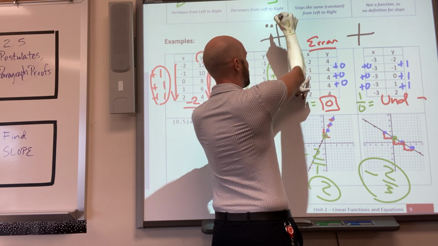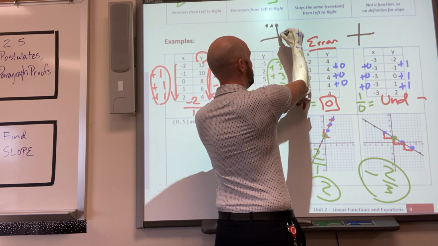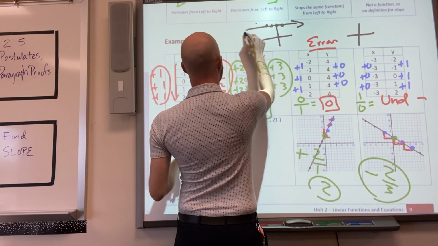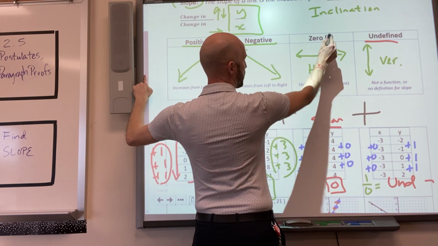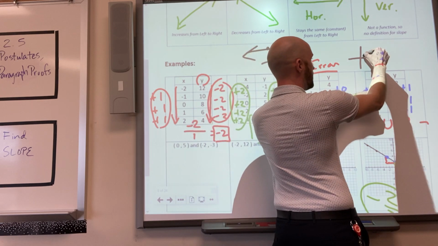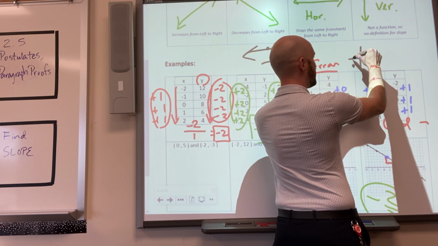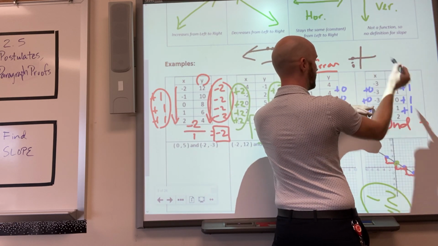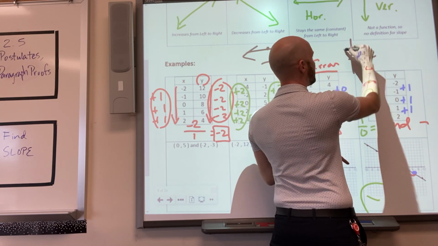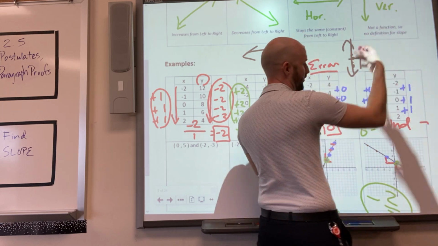Aparte, si yo puse en gráfica, if I put these on a graph, menos 2, 4. Menos 1, 4. 0, 4. 1, 4. Es una línea horizontal, entonces 0. Aquí es menos 3, menos 2. Menos 3, menos 1. Menos 3, 0. Menos 3, 1. This is a vertical line, entonces undefined.